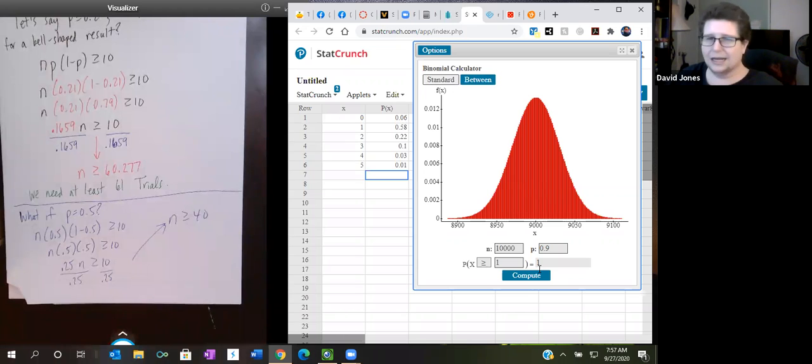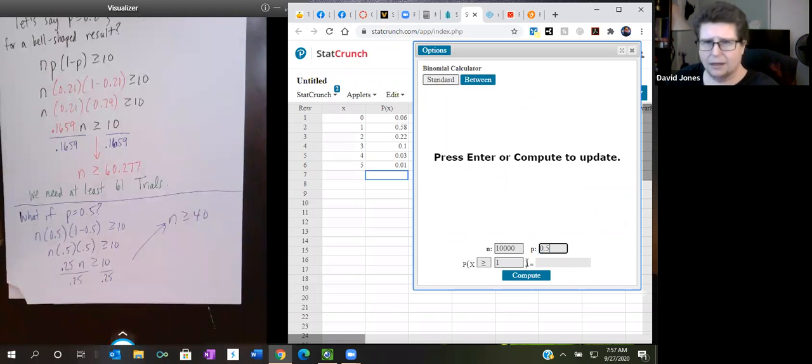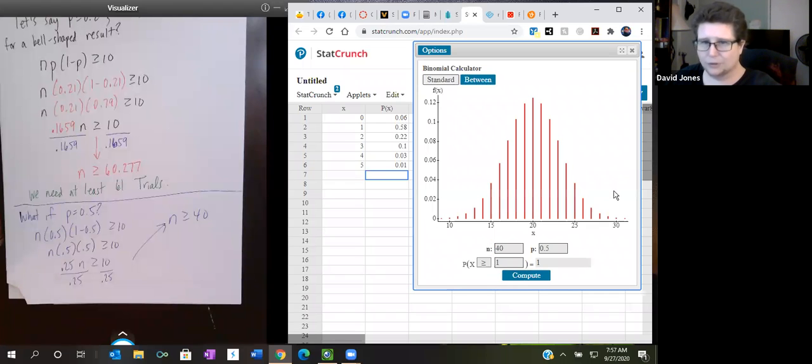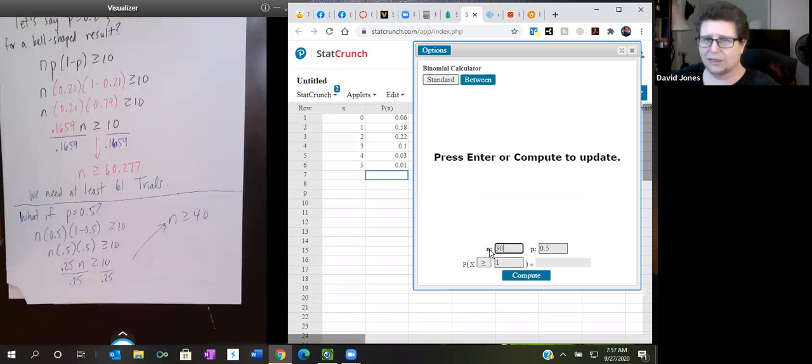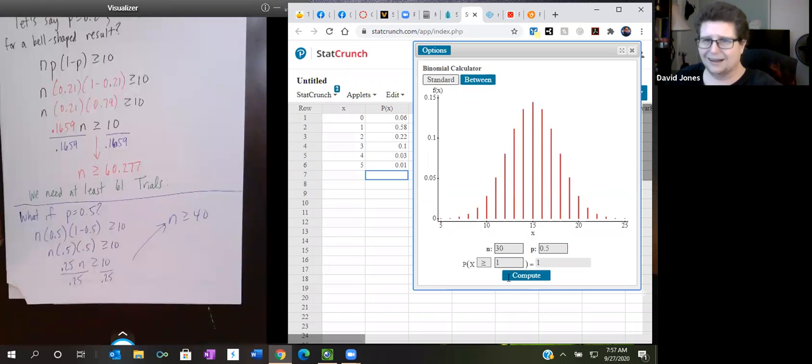Let's take a look at it. If probability is 0.5 and we do n equals 40, what's the graph look like? It's bell-shaped. What about 30? It still looks fairly bell-shaped, right? That's why I said the general rule of thumb, for probabilities close to 0.5, you have a little more leeway.